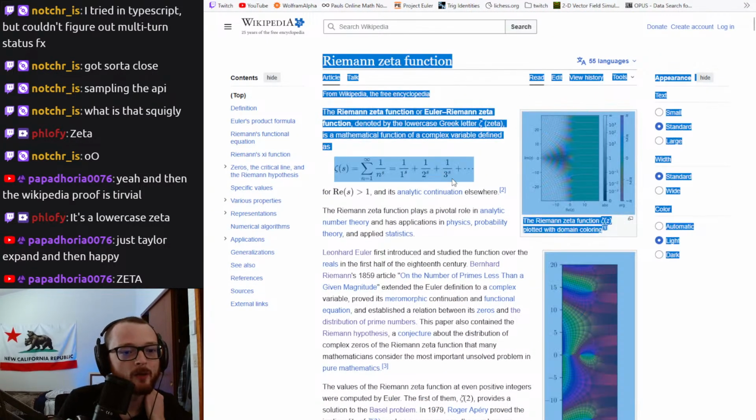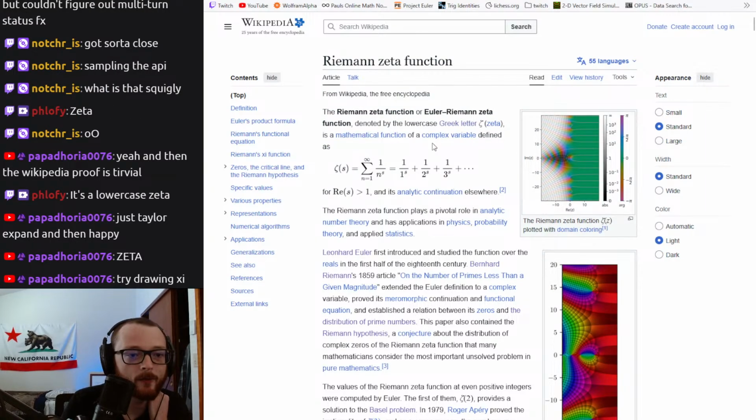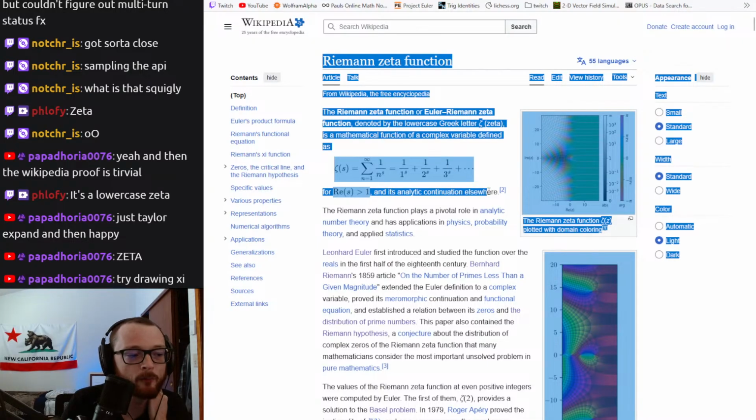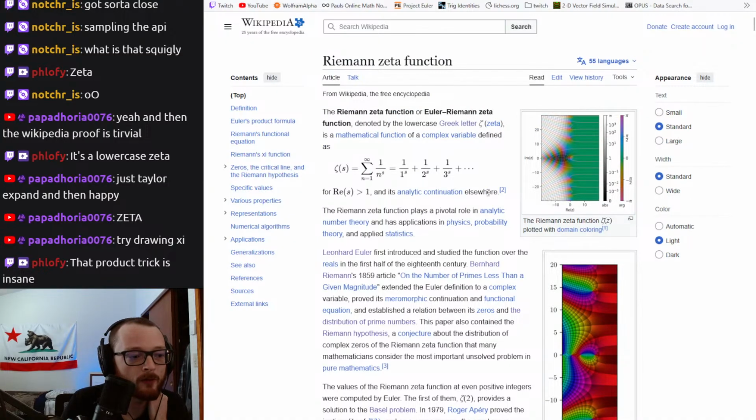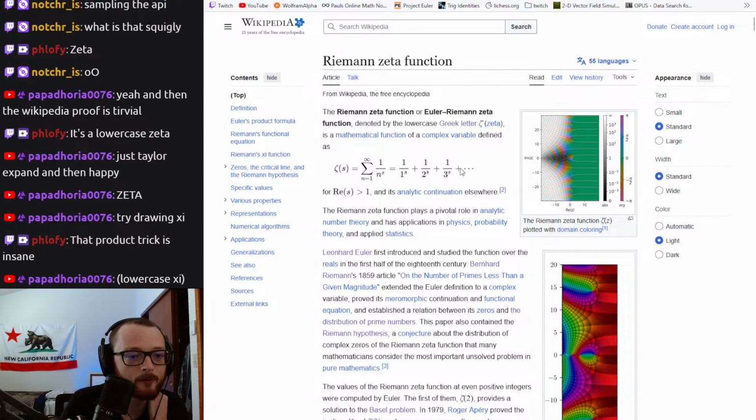So yeah, it has a Wikipedia page. As far as math functions go, this is a really famous one because there's a problem involving the Riemann zeta function that, if you solve it, you win $1 million. So people are really interested in, and also for its own sake, they're interested in learning about this formula.